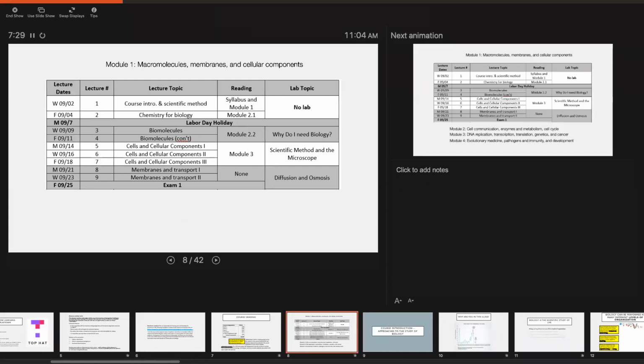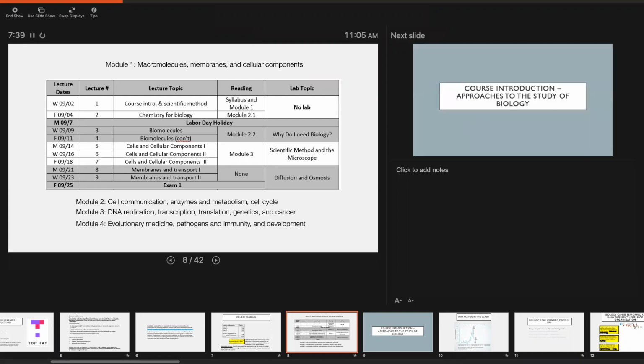Because of the exam structure, our class is split into several modules. Module 1 is about chemistry, macromolecules, and cells. Modules 2 through 4 will cover the remainder of the course, but this is the schedule for the next couple of weeks in this class. We're going to talk about the scientific method, chemistry for biologists, biomolecules, cells, and membranes.